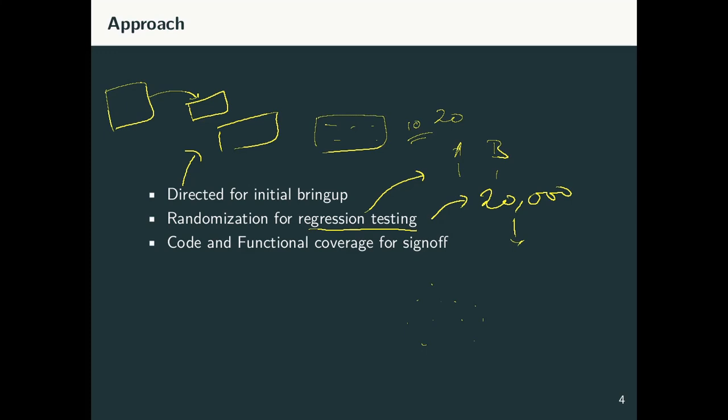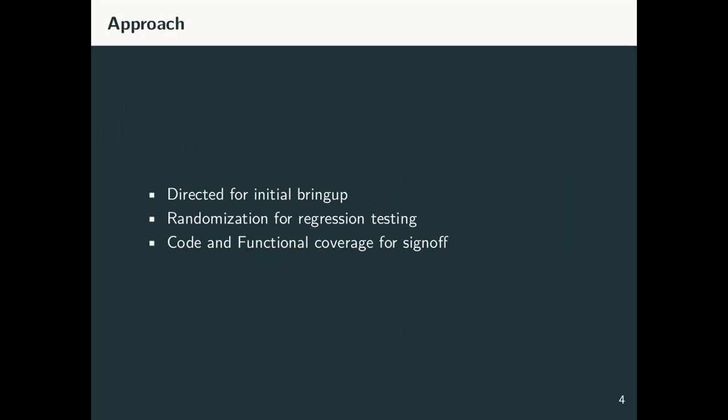And once we have done this, there are two things that we use for sign off. One is code coverage and second is functional coverage. So code coverage is basically telling us whether we have tested each and every line of code that was written. And functional coverage is more from the specification side. So functional coverage tells us whether whatever was specified, we have test cases which cover that.